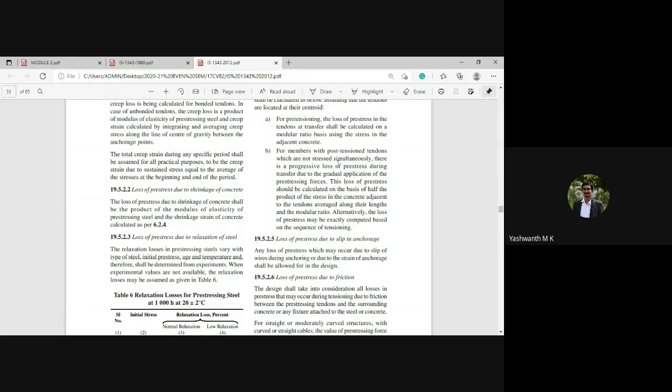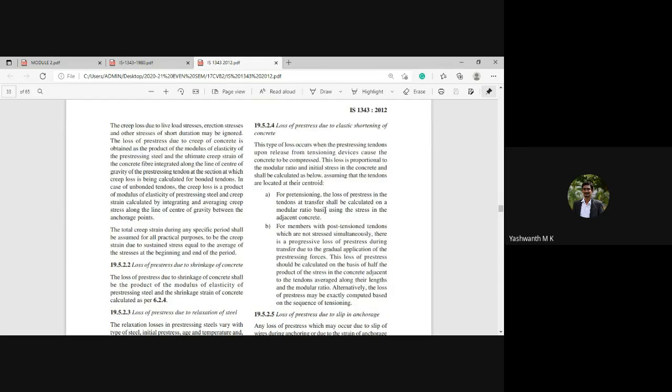The same formula as the pre-tension. But instead of successive tensioning, or one by one tensioning of whatever cables have been put inside the concrete, if they are going to be tensioned simultaneously, then there will be no loss of pre-stress due to elastic shortening of concrete in the case of post-tensioning. It will be zero. So you need to be very careful. So this is regarding your loss of pre-stress due to elastic shortening.